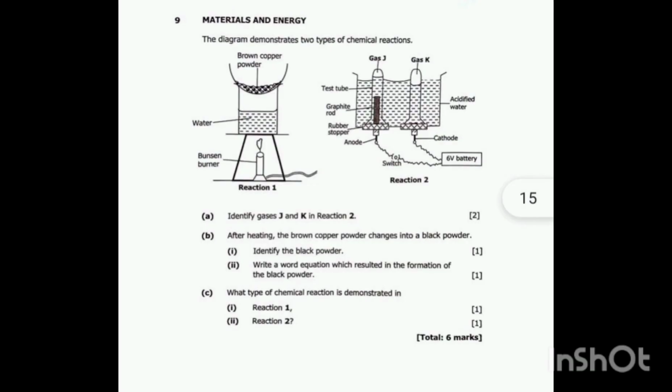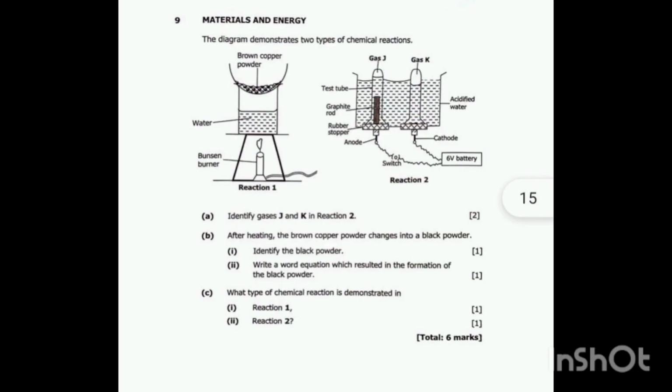Then question B, Roman numeral 2. Write a word equation which resulted in the formation of the black powder. So they want us to come up with an equation which resulted in the formation of the black powder, which is copper(II) oxide. Okay, so the equation is going to be copper plus oxygen produces copper oxide.